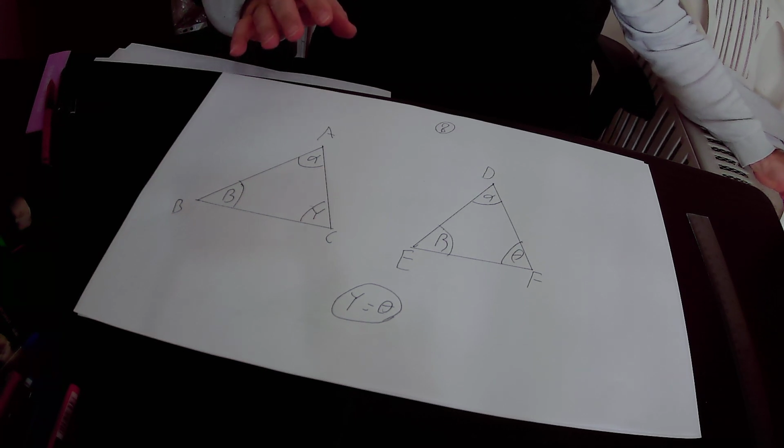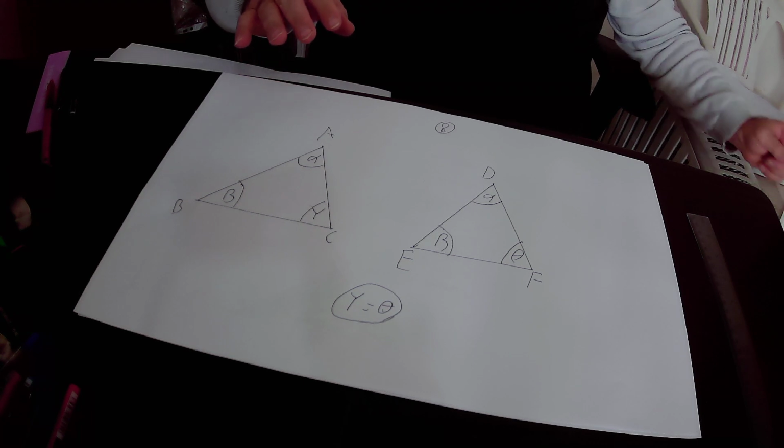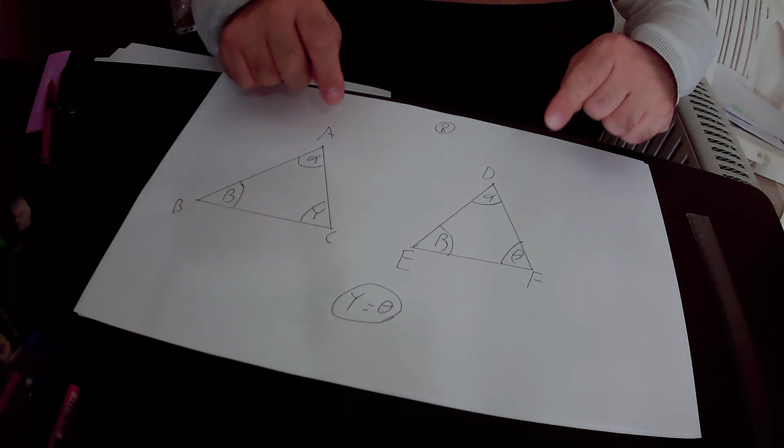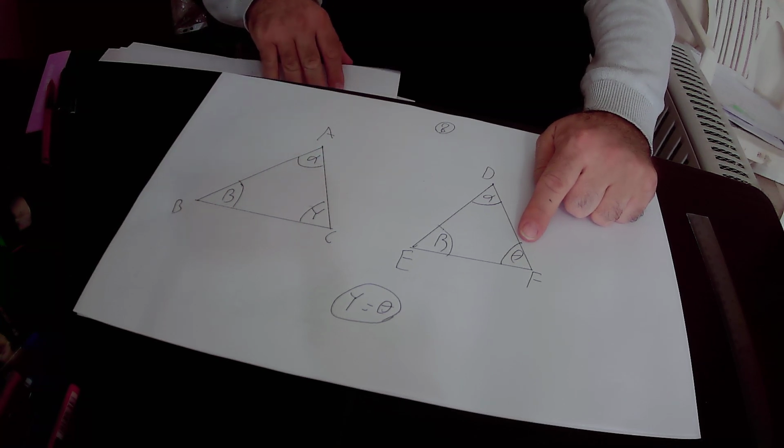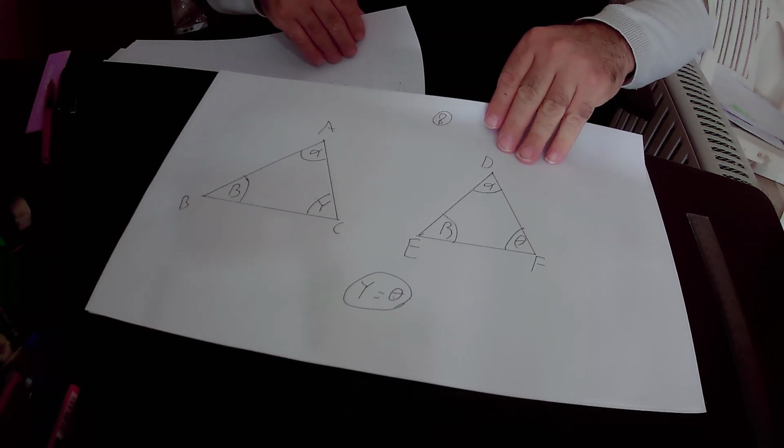So if this is the situation, then the third pair of angles must be also equal to each other. That is to say, angle gamma must be equal to angle theta. We prove that the third angle theorem is true by the following proof.